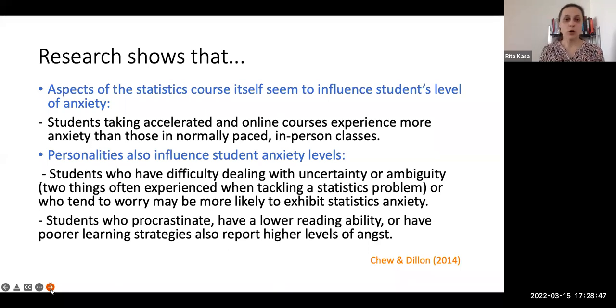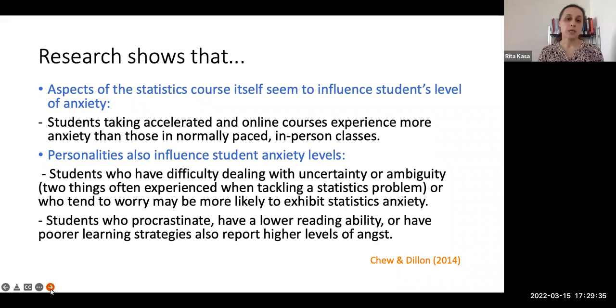Then also, an important finding is that students who procrastinate tend to have higher anxiety levels. So dear students, don't procrastinate. It will help you to feel better about learning statistics, because postponing something doesn't mean that you are addressing the issue. You are just pushing it away. So procrastination doesn't help in any way, including in learning statistics. Also, research, and this research comes from US-based evidence, indicates that lower reading ability or poorer learning strategies are also associated with higher levels of anxiety among students when they learn statistics.